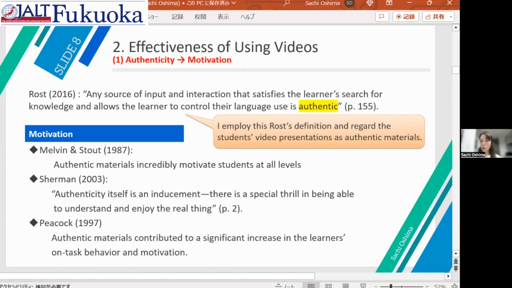And authenticity, or authentic, is a kind of tricky word actually. There are several definitions depending on the researcher. So in my presentation today, I employ the Lewis definition. It says any source of input and interaction that satisfies the learner's search for knowledge and allows the learner to control their language use is authentic. So I employ this definition and regard the student video presentation as authentic material. Of course, other definitions are possible, but for this presentation, okay, thank you.